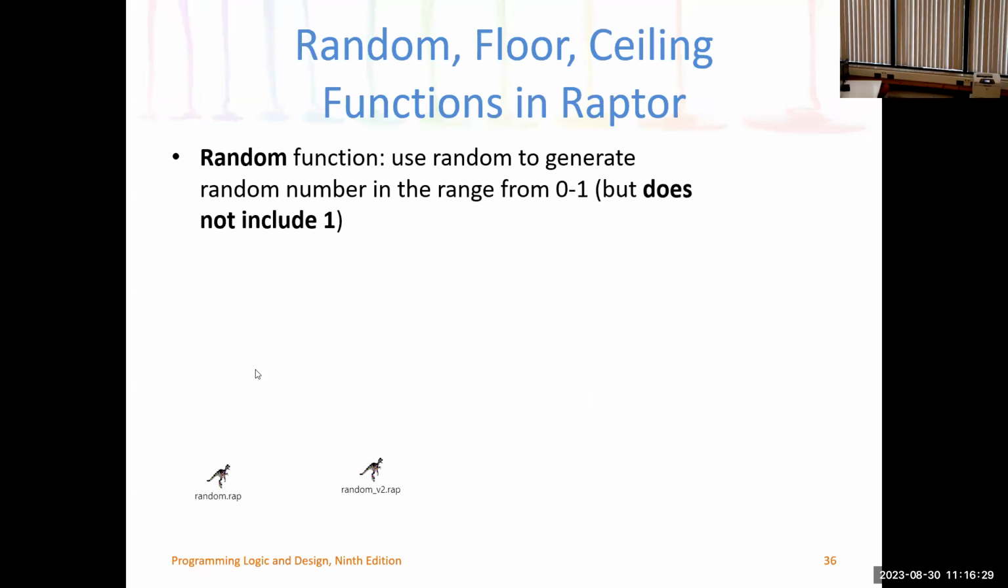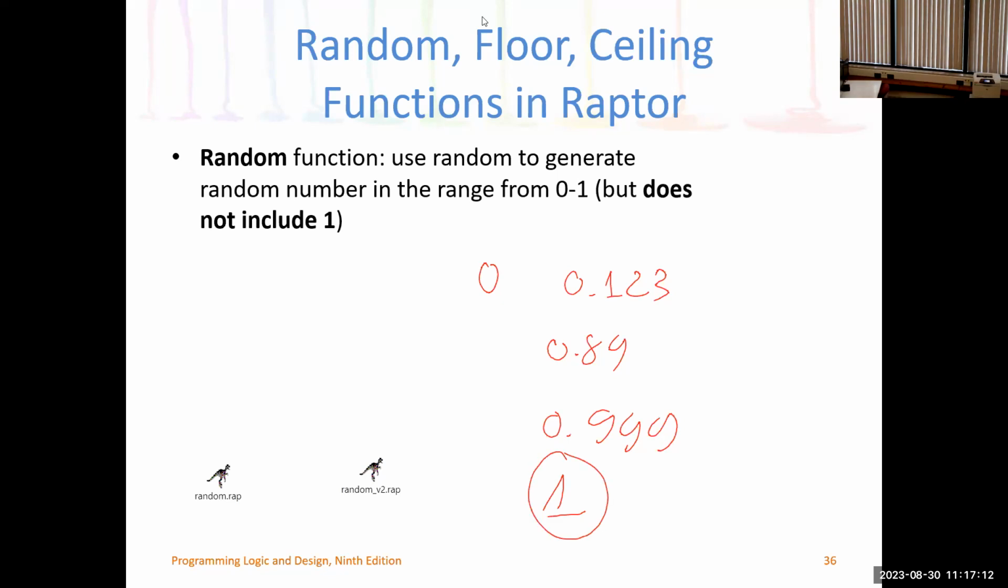Okay, so we still have time. I want to do something with some of the functions in Raptor. The first one is the random function. Random generates a random number in the range from 0 to 1, but does not include the number 1. So it can generate 0, or 0.123, or 0.89, or 0.9999, but never ever goes to 1. That's the first thing you have to remember.